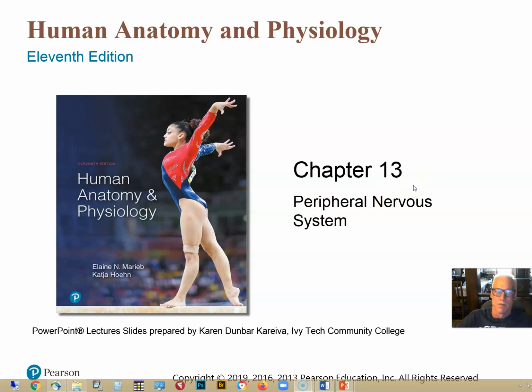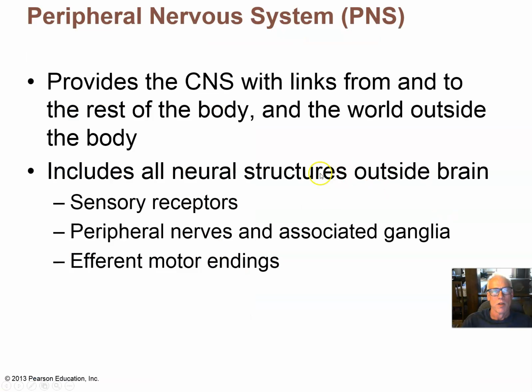Now that we've had a chance to dig right into Chapter 12 and learn about the central nervous system, let's take a look at Chapter 13, the peripheral nervous system. The peripheral nervous system includes the sensory receptors and the afferent pathways, bringing information to the central nervous system from the rest of the body.